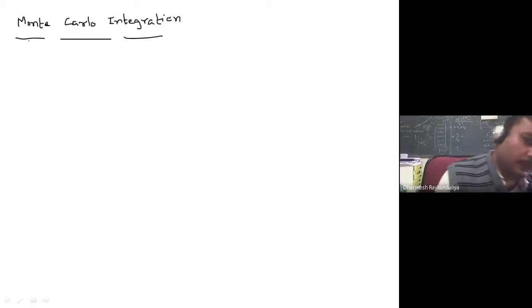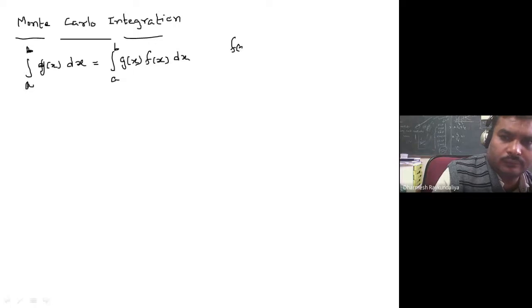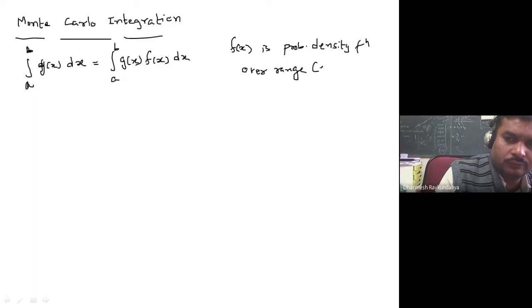So we know how to integrate this. If we are given 1 to 3, that is, if we are given the integral from a to b of g(x) dx, here we use the notation g(x) instead of f(x), then we try to find the integration in this way: integral from a to b of g(x) f(x) dx, where f(x) is a probability density function over the range a to b.